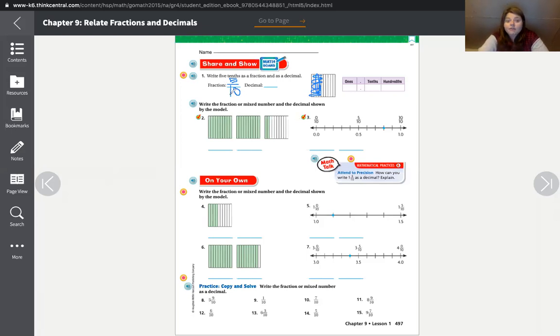we don't have any whole number out front. So therefore, we don't have any ones. And our numerator tells us how many tenths we have. So we have 5/10. So our decimal becomes 0.5. So we write it as 0.5.